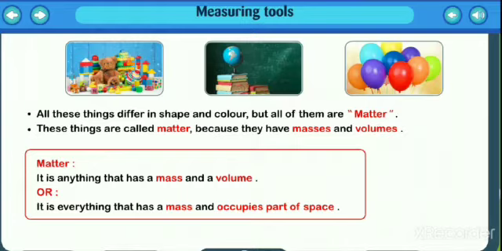Apple has mass, banana has mass, carrot has mass, pen, pencil, ruler, all of these have mass. So any matter has mass and occupies a part of space, equal to having a volume.